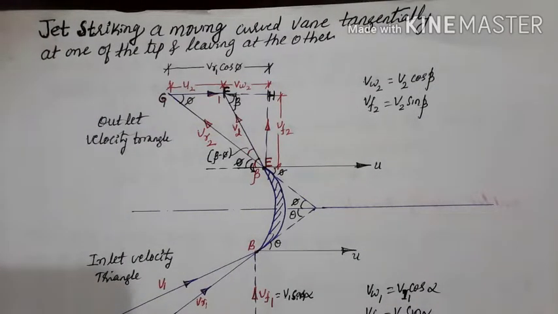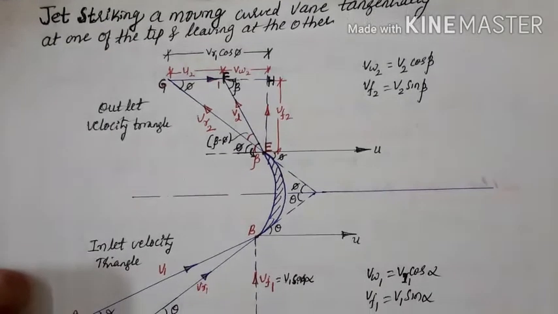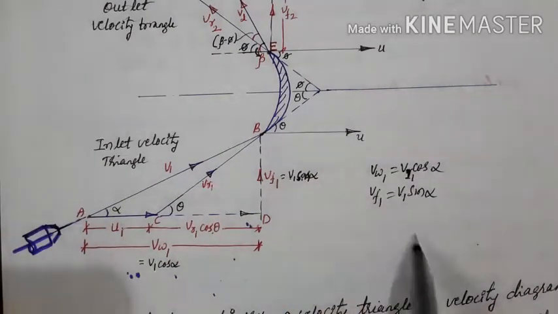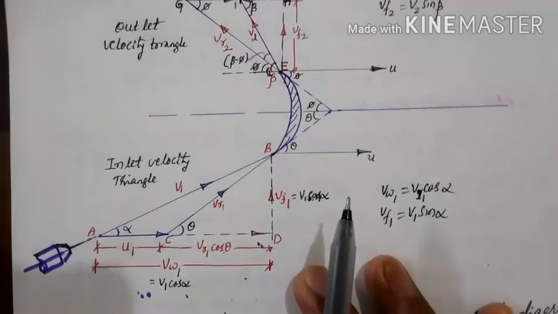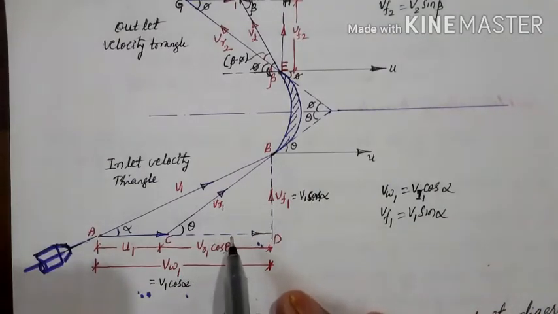So in previous lectures we were discussing the velocity triangle and how to construct a velocity triangle. So let us continue with the same here in this particular lecture. Here we'll discuss how to construct a velocity triangle. In this particular figure, this figure represents a jet of water striking a moving curved plate.